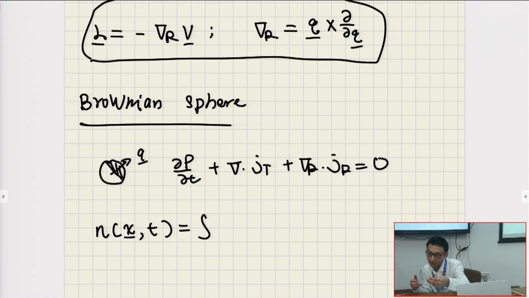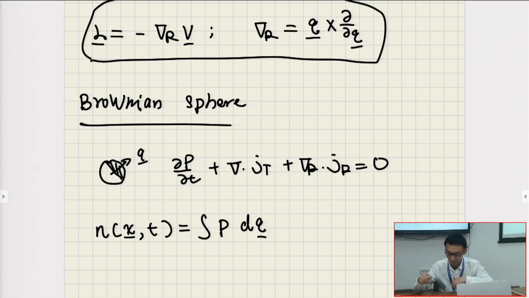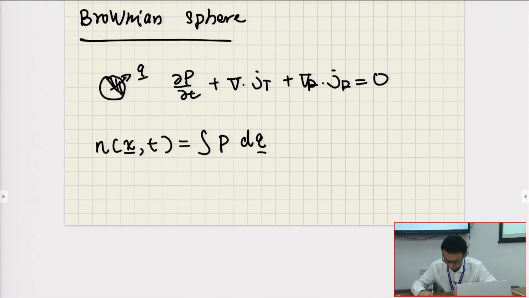So if I were to integrate out the rotational degrees of freedom, what do I get? I get a distribution function only in space, and that's the number density, right? So therefore, we see that actually the number density is just a marginalization in the language of probability. So I'm just going to integrate out all the rotational degrees of freedom, and then I get my number density back. Okay, so let's try that here.